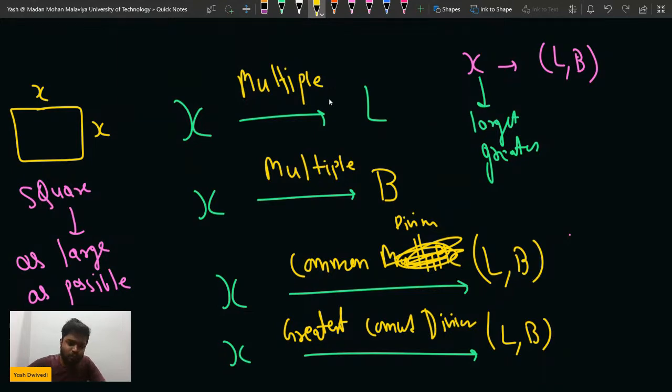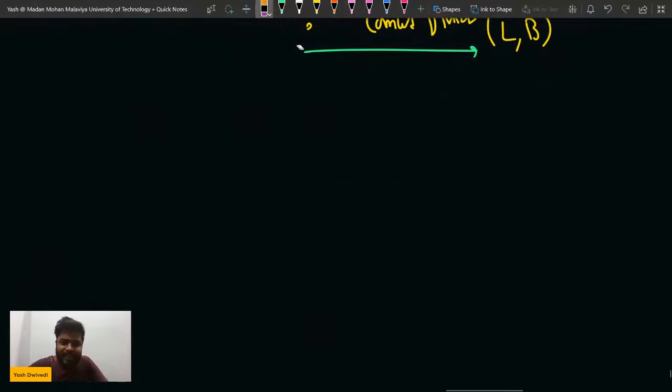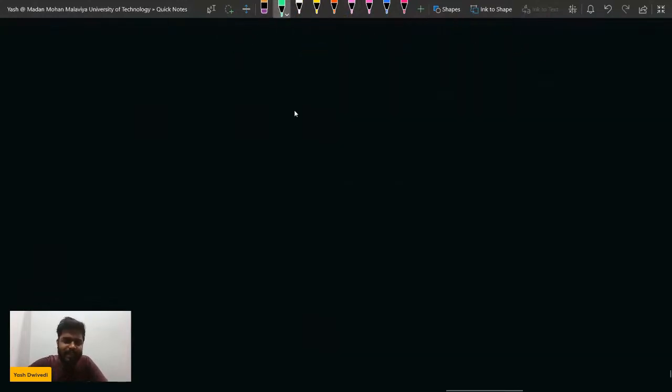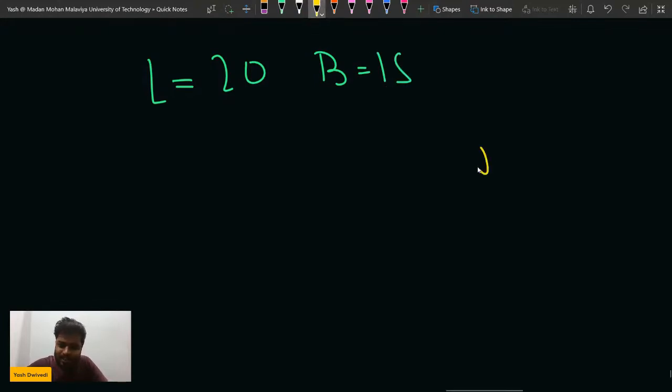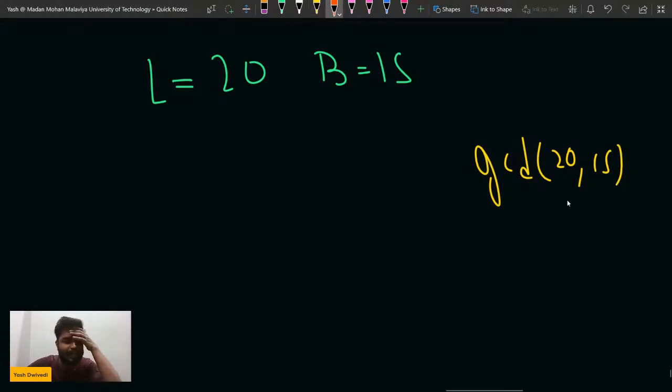Agree with me? So if I will choose X as the GCD, then in that case I would be able to choose the maximum length. Now, for example, if I take an example where let's say L is 20 and the breadth is 15, then what is the GCD of 20 and 15? Obviously they will get divided by 5, both of them, right? So this will be 4, this will be 3. So the GCD of 15 and 20 will be 5. Yeah, GCD is 5. So basically X will be 5, right?